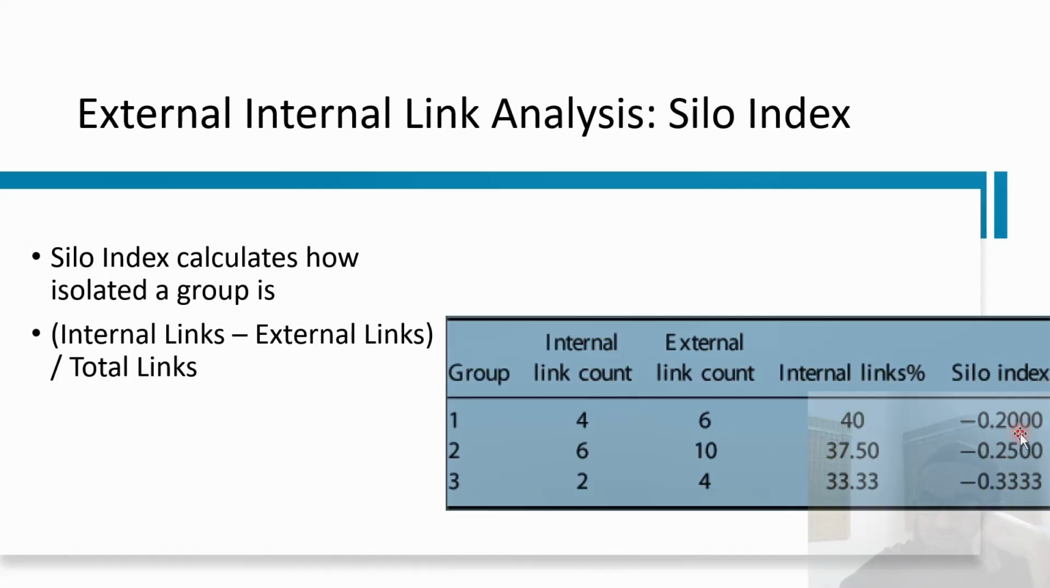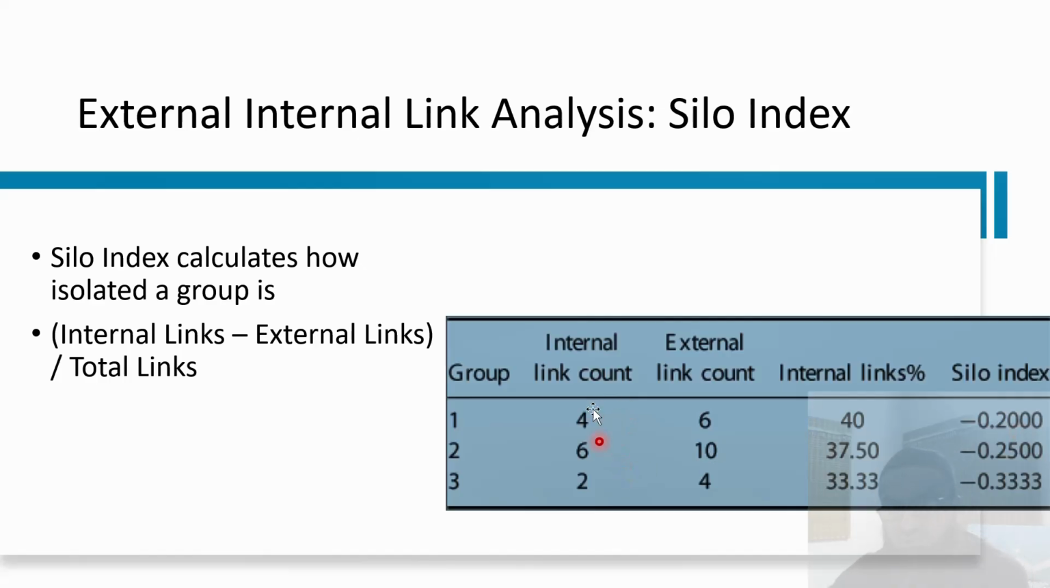It means if the silo index is 1, the group is absolutely disconnected from the rest of the world. If the silo index is 0, the group is neither disconnected from the rest of the world, nor more connected internally within the group. And if it is negative, it means the group is more connected externally than internally.